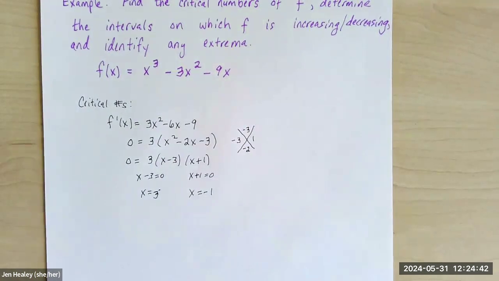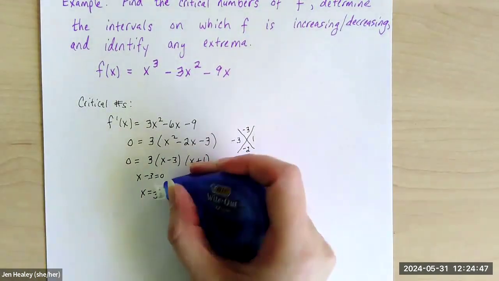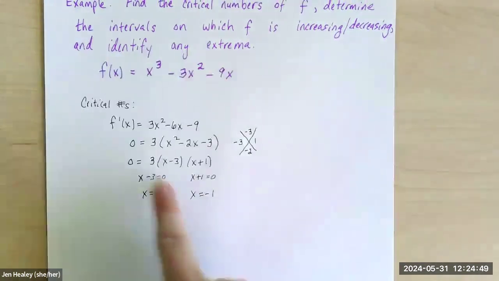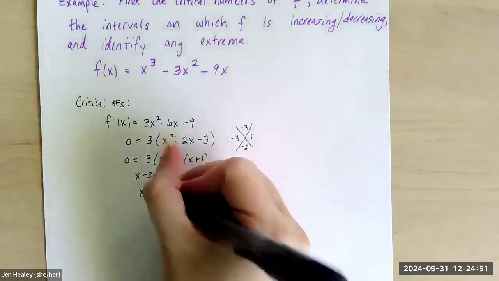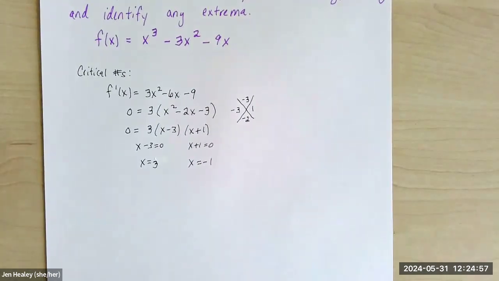And also 0 because we have it after. Never mind. If that was a 3x, you'd be right, but there's not a 3x there. So it's just these two numbers, 3 and negative 1. I made a mistake. That's okay.